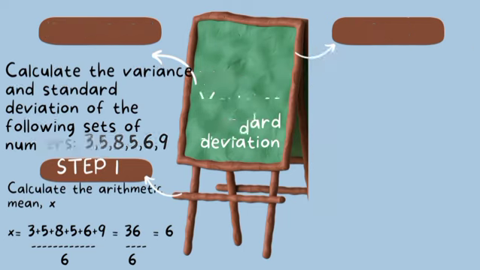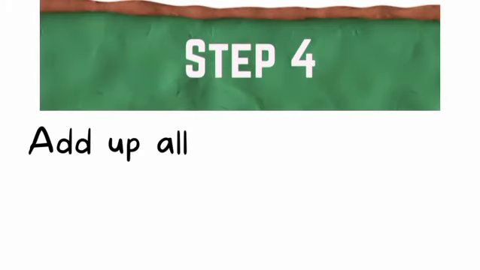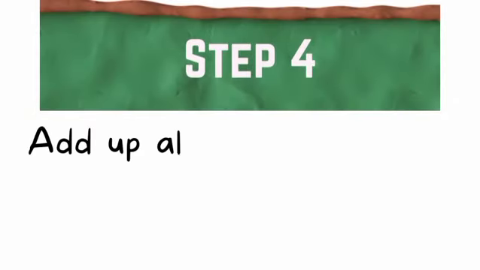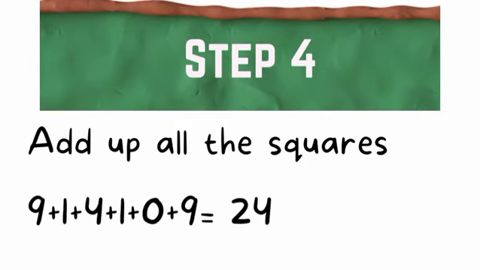Okay, now the next thing to do is to find the square of minus 3. You get 9. The square of minus 1, you get 1. That of 2, you get 4. That of minus 1 again, you have 1. Then 0 is 0. Then the square of 3 is 9. When you are done, you sum everything up together, you get 24.